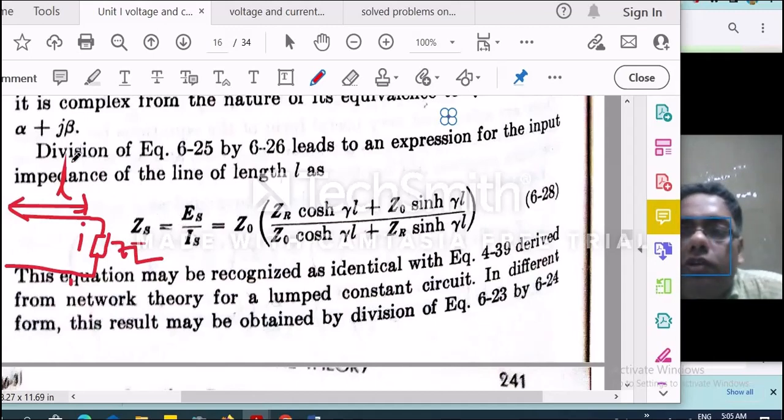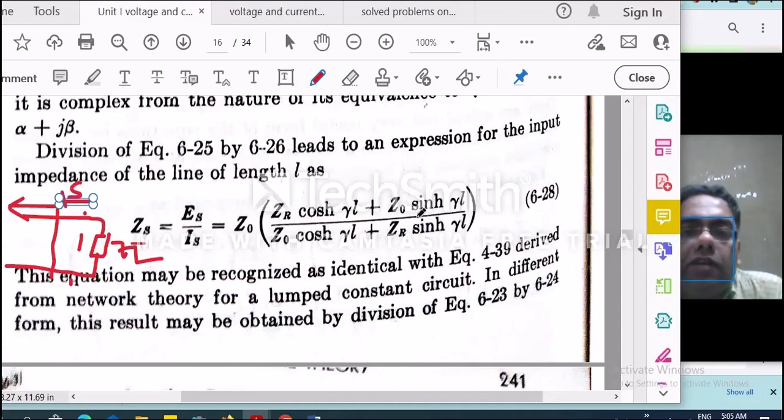But it need not be the total length L. We can find the input impedance at any distance S from the load end. So I am taking any distance S, and we can get this input impedance.